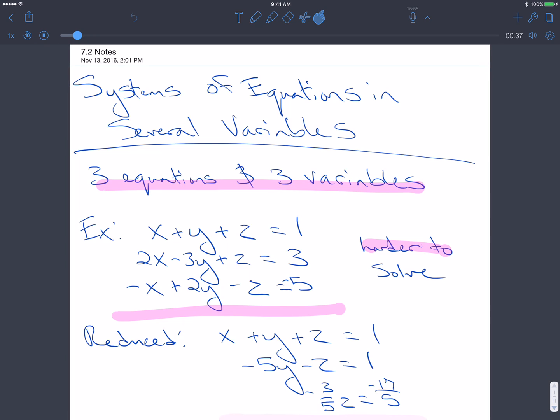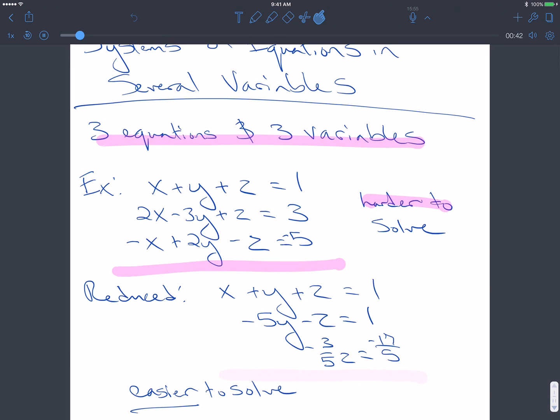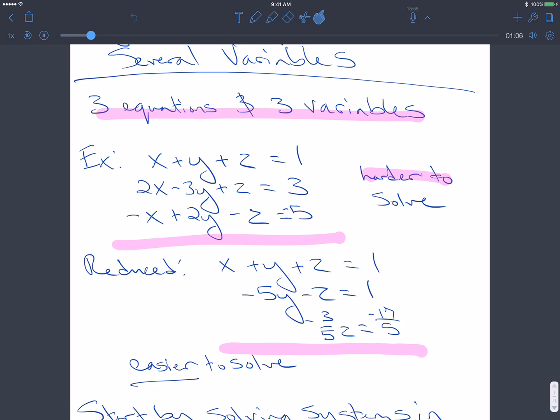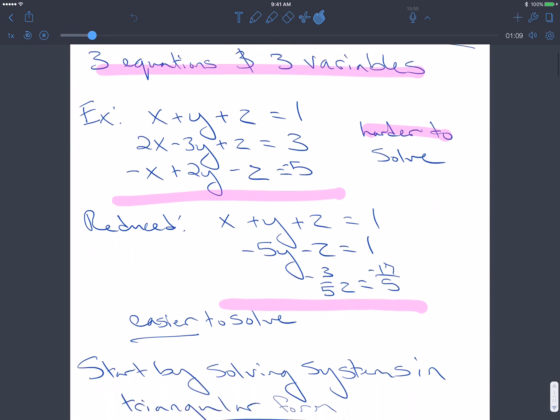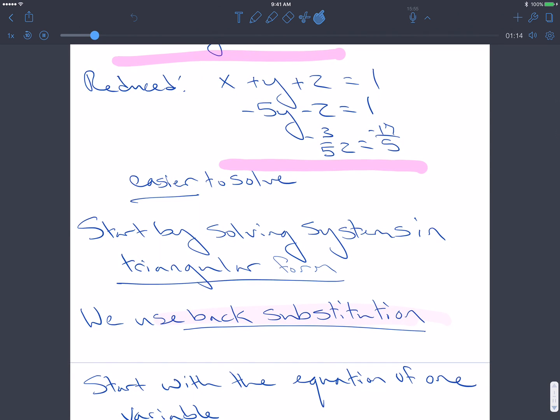So we'll start with a reduced problem where it's already reduced down into an easier form to solve for all 3. We'll call this triangular form, where x plus y plus z equals 1, but then I have a negative 5y minus z equals 1, so there's no x left. And then I have a negative 3/5 z is equal to negative 17/5. So in this case, there's no x or y. When I reduce it to triangular form, it becomes much easier to solve. There's a lot less work to do. So we'll start by solving the systems in triangular form, and then we'll talk about how to get them into triangular form so we can solve them easier.